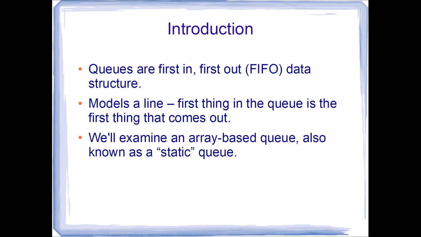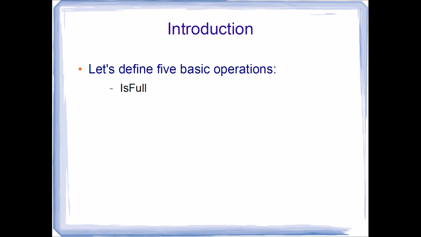So in this video, we'll examine an array-based queue, which is also known as a static queue. All right, so let's define 5 basic operations for our queue. We will have isFull, which is used to determine if there's room to put another value into our queue. isEmpty, which we'll use to determine if the queue is currently empty. InQueue, which is the operation for adding new values to the end of our queue. And DQ, which is used for removing values from the front of our queue. And then we'll have a peek operation, which we'll use to return a copy of the first value in the queue.